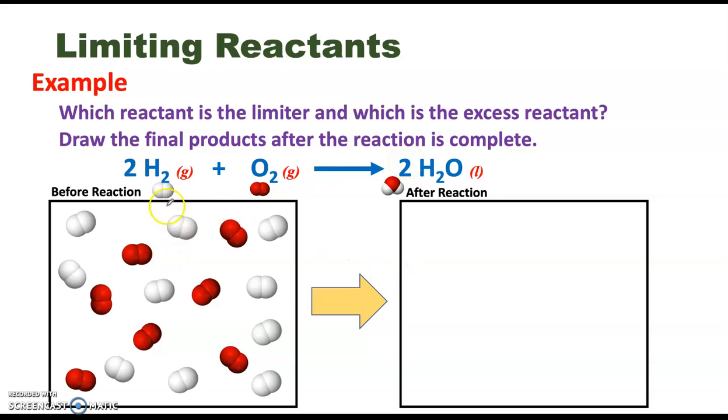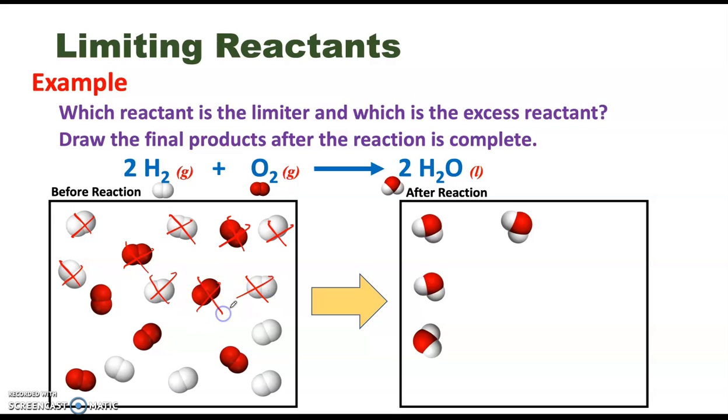Now to do this, it's a 2-to-1 ratio. So for every 2 of these, I have to cross out 1 of these. And when I do that, it makes 2 water. So let's keep doing that until one of them runs out. 2 hydrogens for every 1 oxygen. That makes 2 more waters. 2 hydrogens for every 1 oxygen.